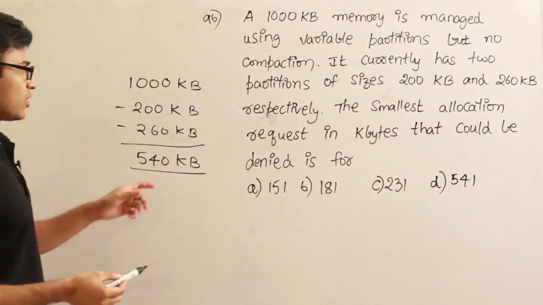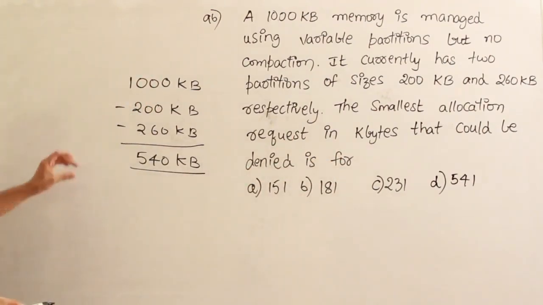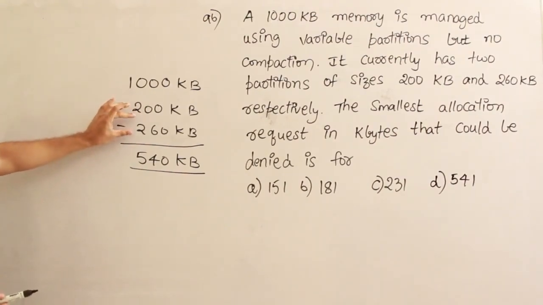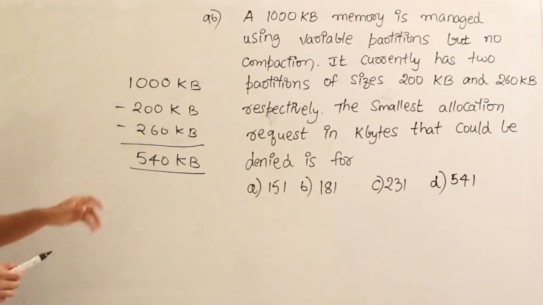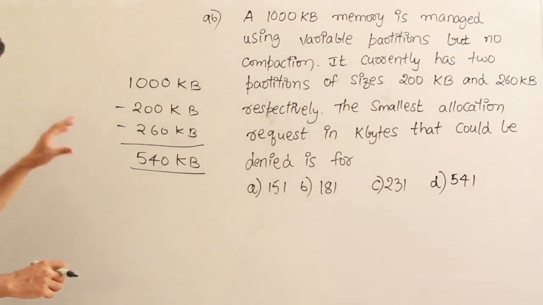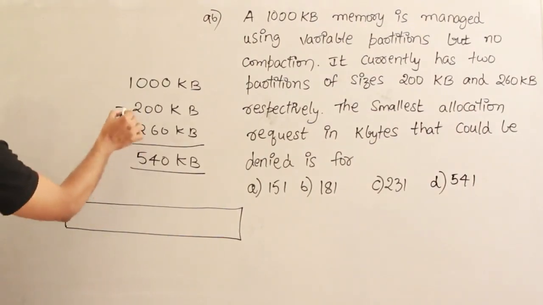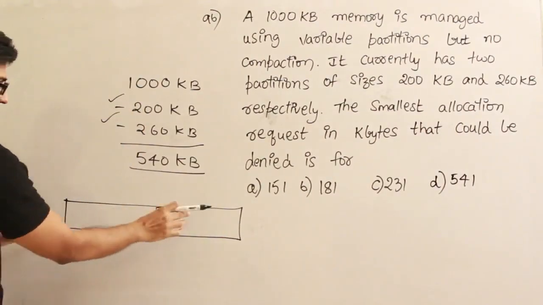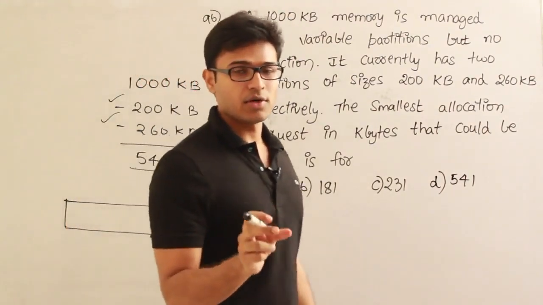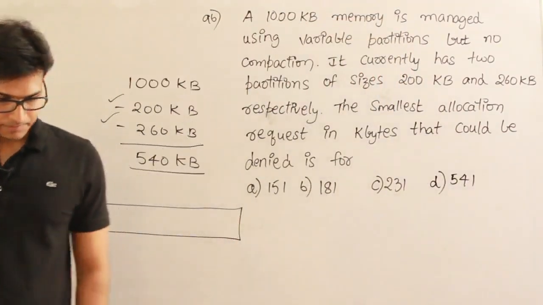Then they are saying the smallest allocation request in kilobytes that could be denied is for, which means if you have 540 KB, then what are the various combinations in which you could put 200 KB and 260 KB in such a way that we get the resulting partitions as small as possible. That is what they are asking. So we have totally 1000 KB, right? And now where are you going to put this 200 and 260 here in such a way that the resulting partitions are going to be as small as possible, right? That is the question. Now how can you solve it?